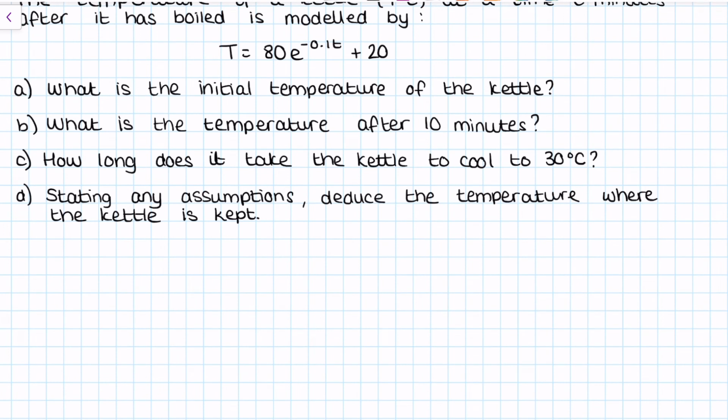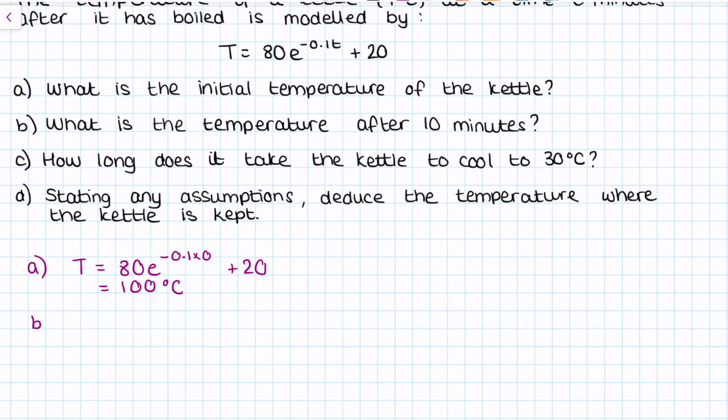So part A. What is the initial temperature? Remember, initial temperature is when time is 0. So we just sub time is 0 into the equation and you will get 100. So the initial temperature of the kettle is 100 degrees Celsius.